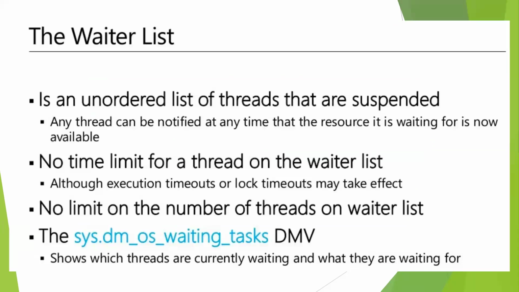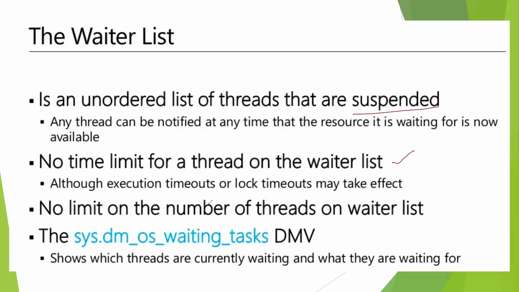So that is what it is. This is just a high level that we talked about, right? The waiter list is an unordered list of threads that are suspended. If it is suspended, it is considered as waiting for some resources. Any thread can be notified at any time that the resource it is waiting for is available. Suppose the thread is waiting and it acquires the resource, then it will go back to the runnable queue. Okay.